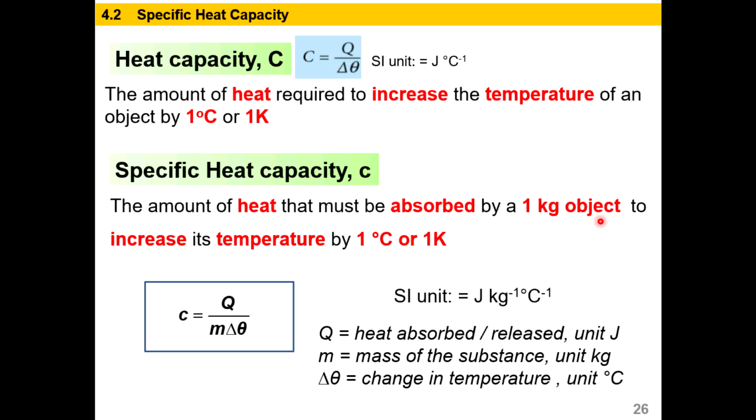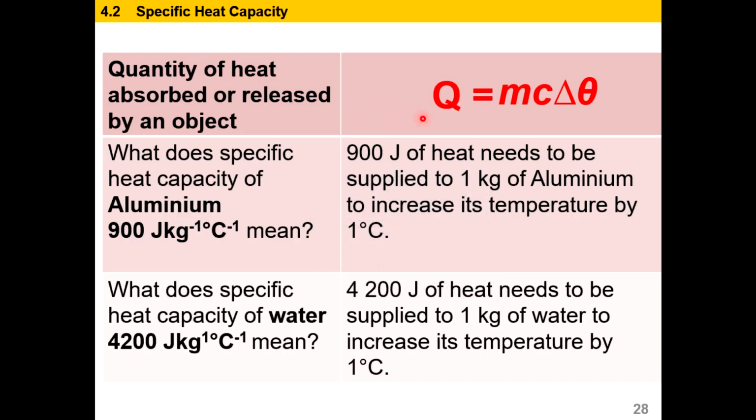Okay, 1 kilogram. The unit for specific heat capacity can be derived from the formula. This is the heat energy absorbed, the unit is joule. This is mass, per kilogram. And this is the change in temperature, per degree Celsius. So the unit for specific heat capacity becomes joule per kilogram per degree Celsius. From the previous formula, we get this formula for the heat absorbed or heat released by the object: Q equals m c theta, or Q equals m c delta theta.